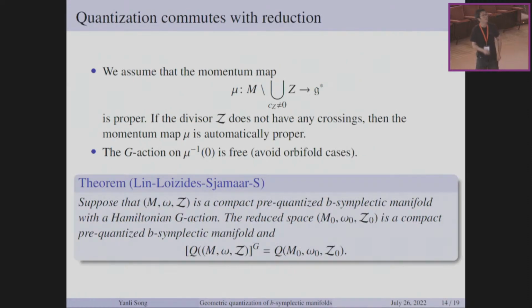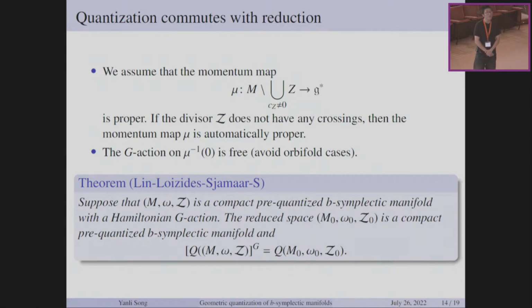Now let me state our main theorem. We assume the momentum map is proper, so that if this divisor has no intersections, then the momentum map will automatically be proper. When I say proper, I mean proper when you remove all those hypersurfaces with non-zero modular weight. And for simplicity, we assume the action on mu inverse of 0 is free.